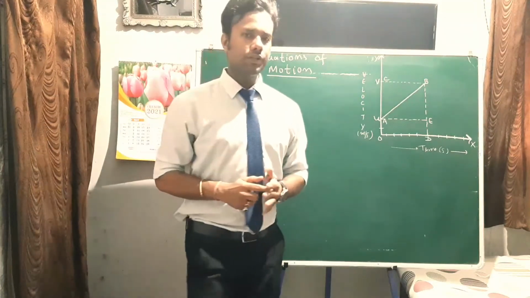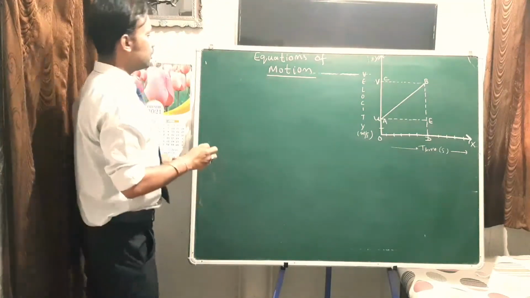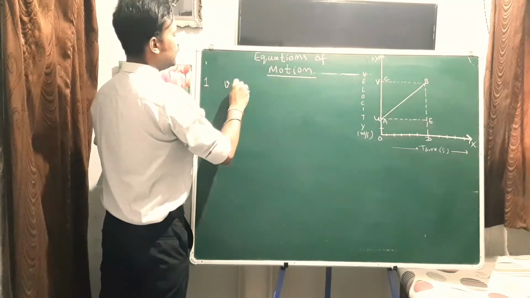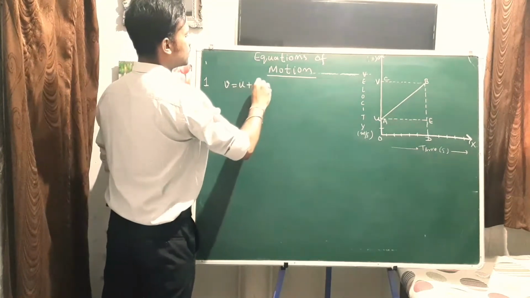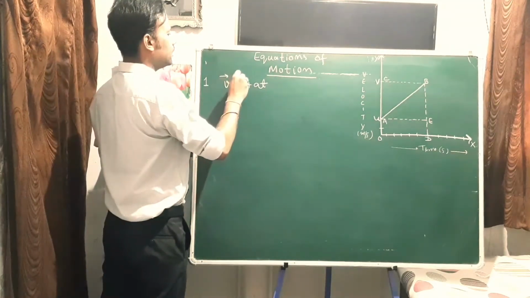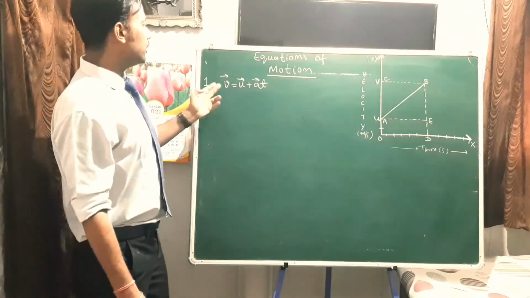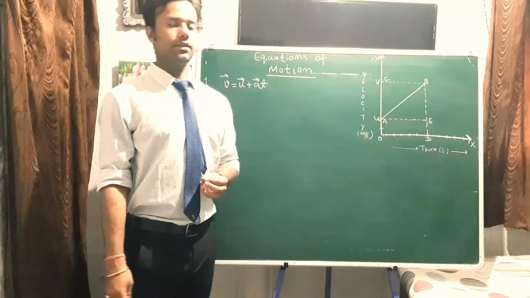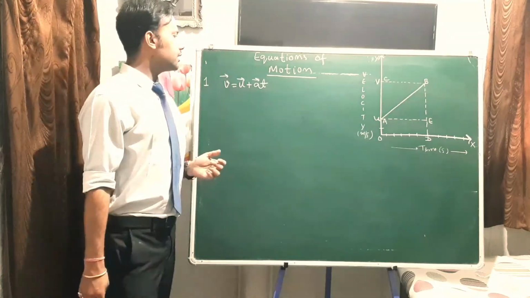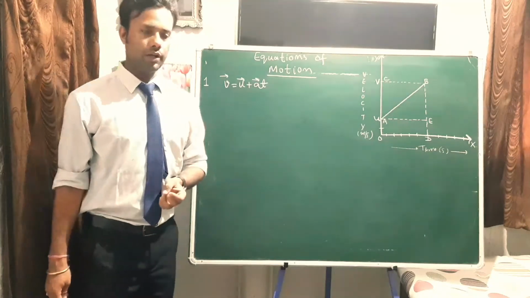What are these equations? We have three equations of motion. First equation is v equals u plus at. In vector form, we can put an arrow on the velocity and acceleration because these are vector quantities. This equation relates the velocity and the acceleration of the body.